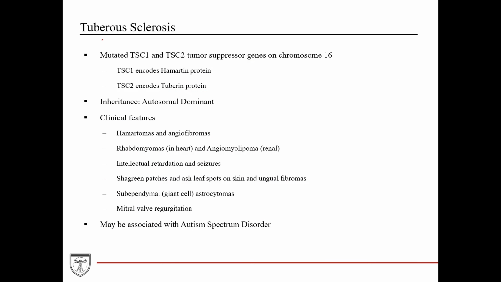So we'll finish this lecture out by talking about tuberous sclerosis, which is a pretty rare disease in the general population, but it shows up a lot on exams, and so you definitely want to be aware of it. It's due to mutations in the TSC1 and TSC2 genes, which are both tumor suppressor genes located on chromosome 16. Specifically, TSC1 encodes the hamartin protein, and TSC2 encodes the tuberin protein. And again, these are both tumor suppressor genes, and beyond that, you don't really need to know anything more.